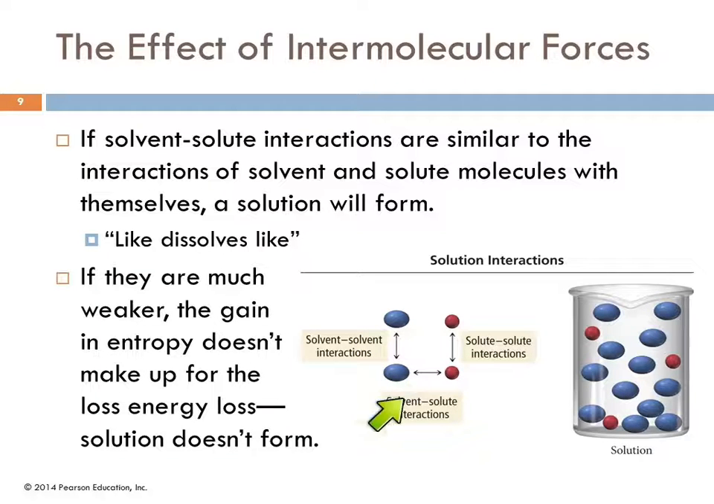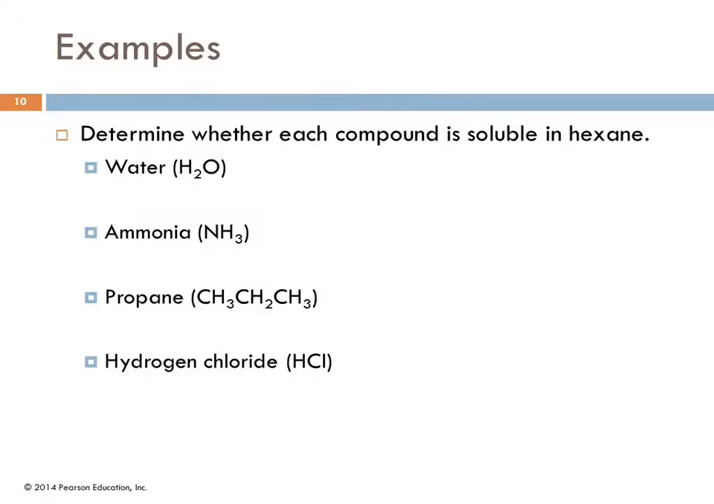If these interactions are similar in strength or stronger, then everything's good. If these are really weak, it's not worth giving up those interactions to make these, even though you do get some entropy from spreading out. And so the solution will not form, and the solute molecules will stay to themselves, and the solvent molecules will stay to themselves. So an example, determine whether each compound is soluble in hexane.